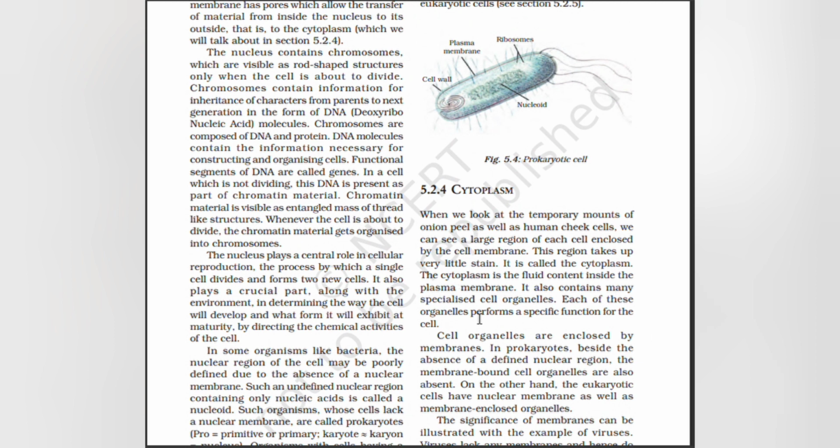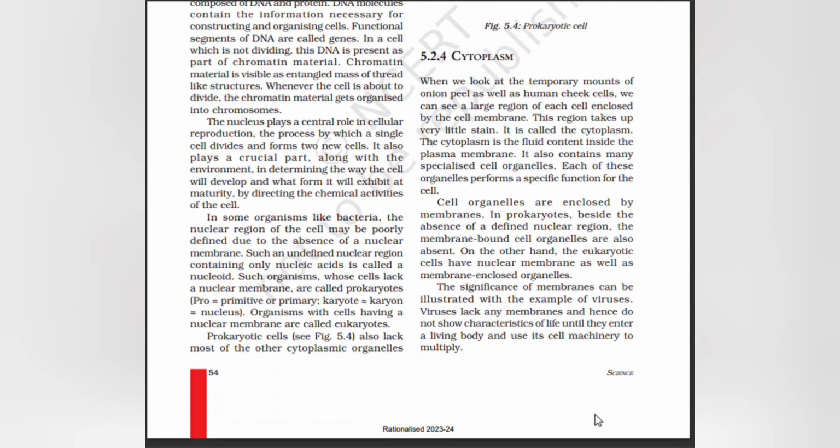It also contains many specialized cell organelles. Each of these organelles performs a specific function for the cell. Cell organelles are enclosed by membranes. In prokaryotes, besides the absence of a definite nuclear region, the membrane-bound cell organelles are also absent. On the other hand, eukaryotic cells have a nuclear membrane as well as membrane-enclosed organelles.